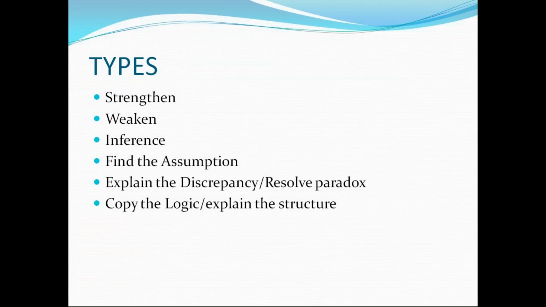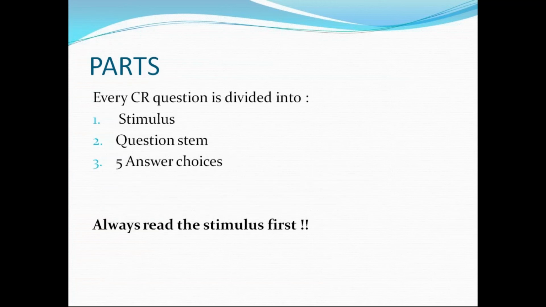So you've got strengthen the argument, weaken the argument, what can we infer, find the assumption, explain the discrepancy or the paradox, and copy the logic or explain the structure. There's also evaluate the conclusion, which is not listed there, but that's one question type as well. So every critical reasoning question is divided into the stimulus, which is what you see first, the reading, then the question stem, and then the 5 answer choices.